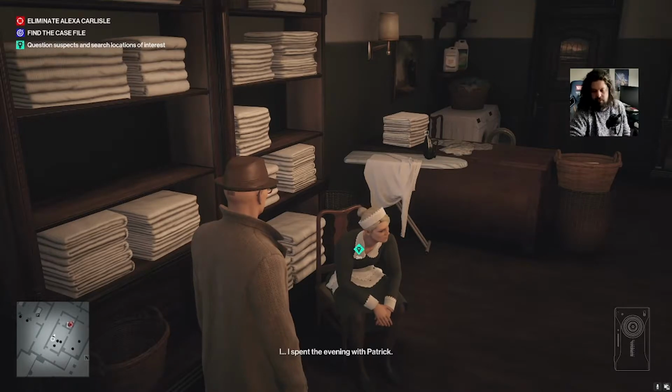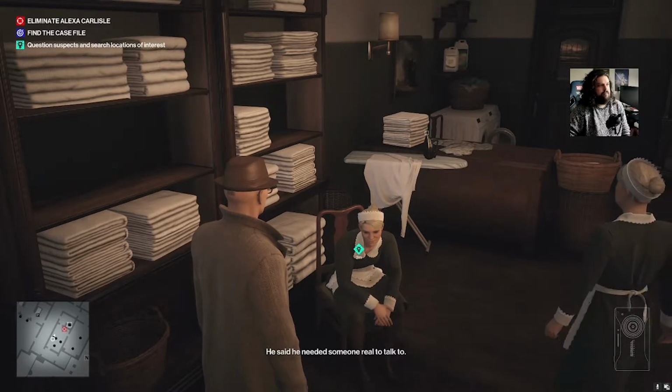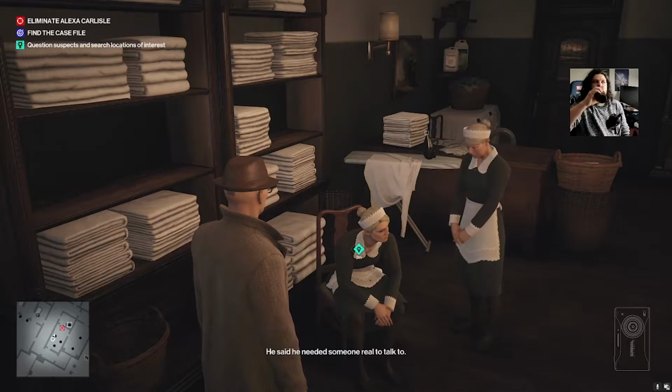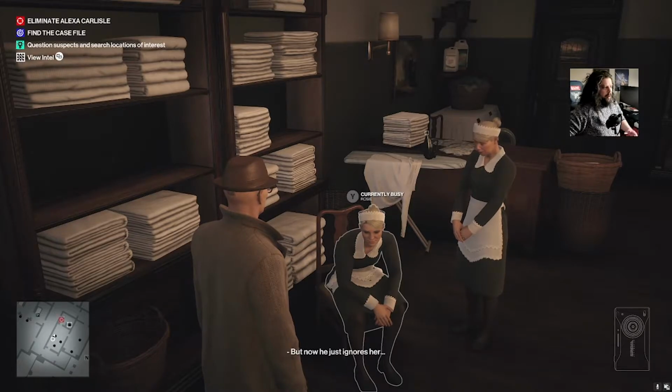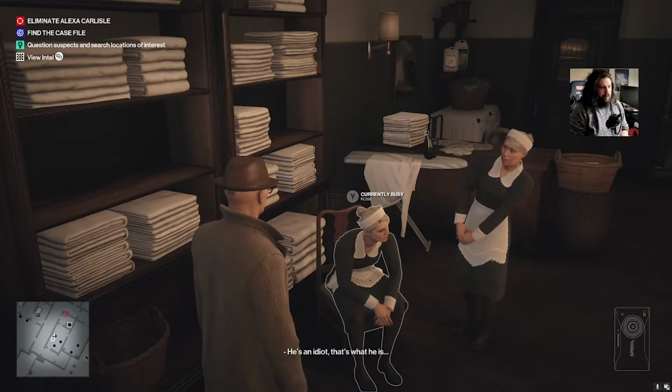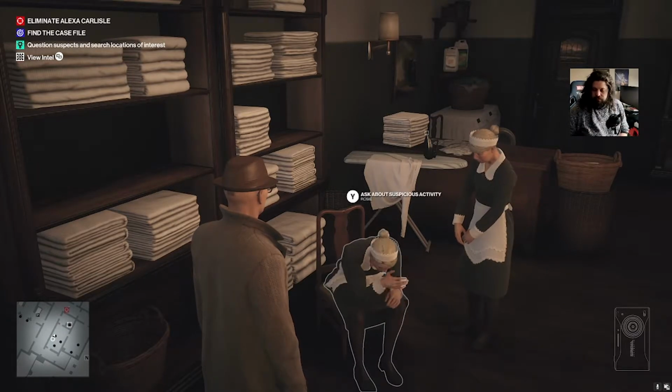I spent the evening with Patrick. We met after dinner and I went home at 1 in the morning. He said he needed someone real to talk to. When he looks at you, it makes you feel like the center of the universe. Like a real princess. But now he just ignores her. Well, he's under a lot of pressure. He's an idiot. That's what he is.